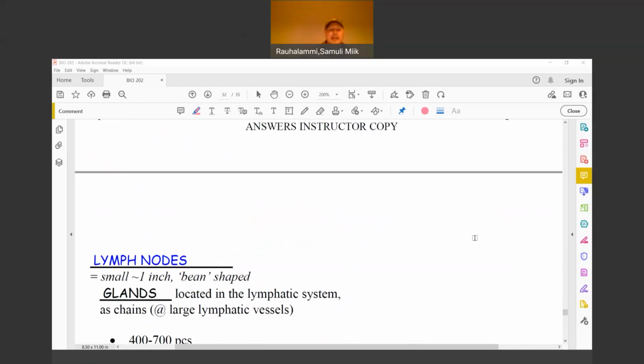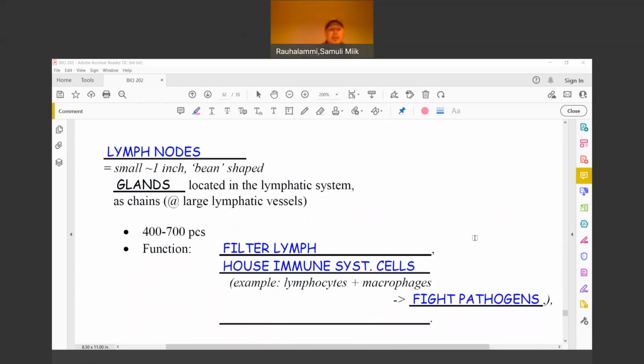What I do want to spend a little bit of time on in this section is to look at the lymph nodes. So remember, these were the kind of smallish, largest about 1 inch in size, bean-shaped glands, often located as clusters within certain areas. There are between 400 and 700 lymph nodes in a typical adult. Their function is twofold: to filter the lymph and house the immune system cells.